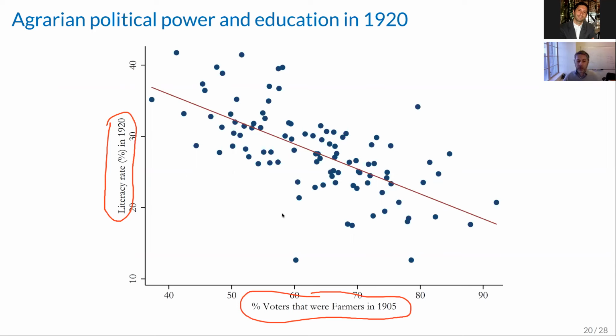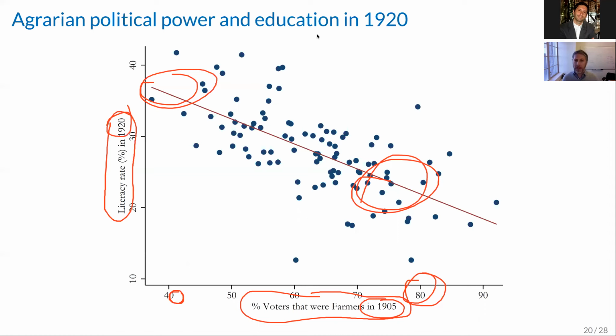So what this relation is telling us is that in places where the people that vote were not majority farmers, in those places you observe literacy rates around 40%, but in places where mostly farmers were the ones voting, between say 70, 80%, you observe literacy rates around 20, for example, right? Between 20 and 30. So this is 15 years after we're measuring the share of farmers, right? I'm showing you the result for the 1920 census.